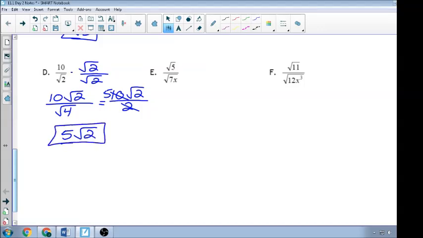Okay. On to E. Now E gets a little more tricky, but it's not absolutely impossible, okay? Everything that's inside the square root at this point, none of it is a perfect square. So I'm just going to multiply the square root of 7x over the square root of 7x. I want to multiply by everything that's in that square root down there, okay? In this case, since they're both inside of square roots, I can actually multiply the 5 and the 7. So I'll end up with the square root of 35x over the square root of 49x squared.